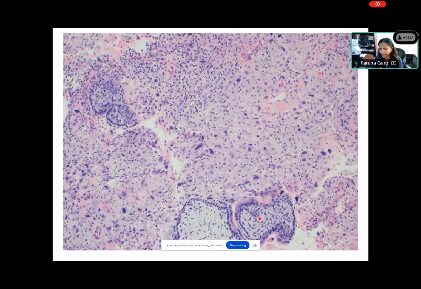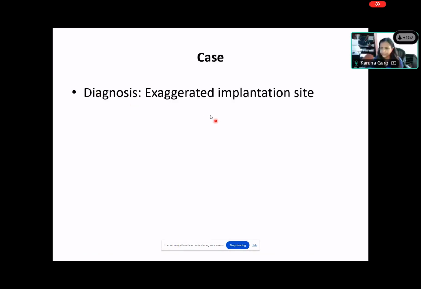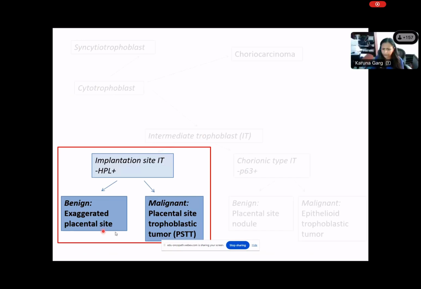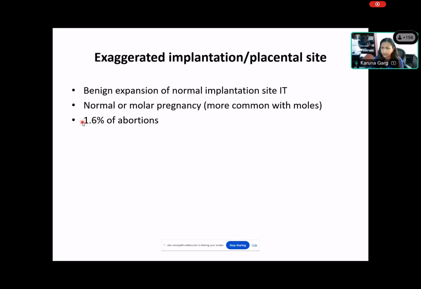Again, look around. You see villi, right? I see 2 villi, maybe 4 villi in this particular slide over here. Again, the basic message here is you see villi, it's not a trophoblastic neoplasm. So this now becomes an exaggerated implantation site, which remember was the benign counterpart of PSTT, also arising from implantation site intermediate trophoblasts. So what is an exaggerated implantation site? It's basically a benign expansion of a normal placental site. You tend to see it most often with a molar pregnancy.